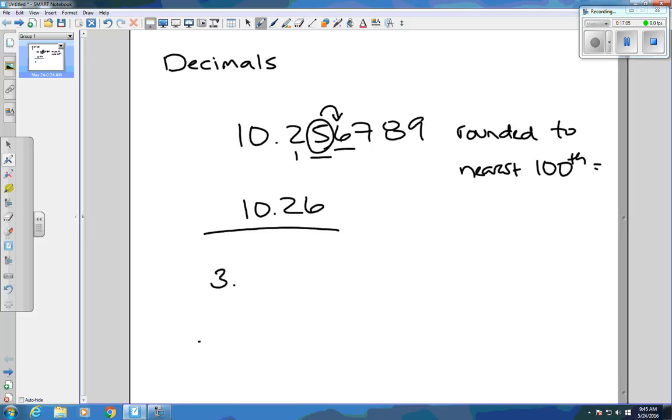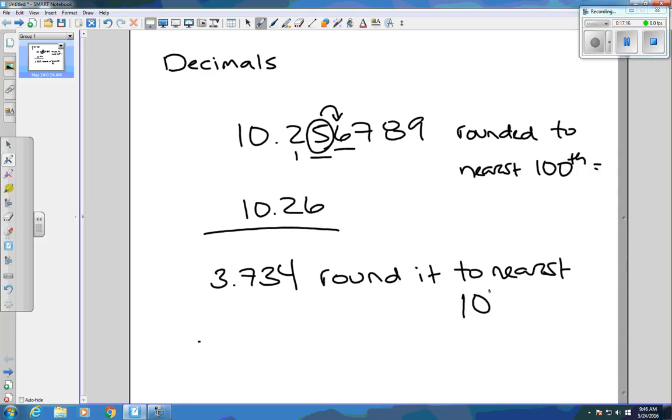Let's do 3.734. Round it to the nearest tenth. Well, again, we look at our tenth spot, which is right here. You look at the number to the right. Is it greater than or equal to 5, or is it less than 5? Well, 3 is less than 5. So we do nothing to our original tenth spot. We leave it as 3.7 and drop the rest of the numbers, okay?